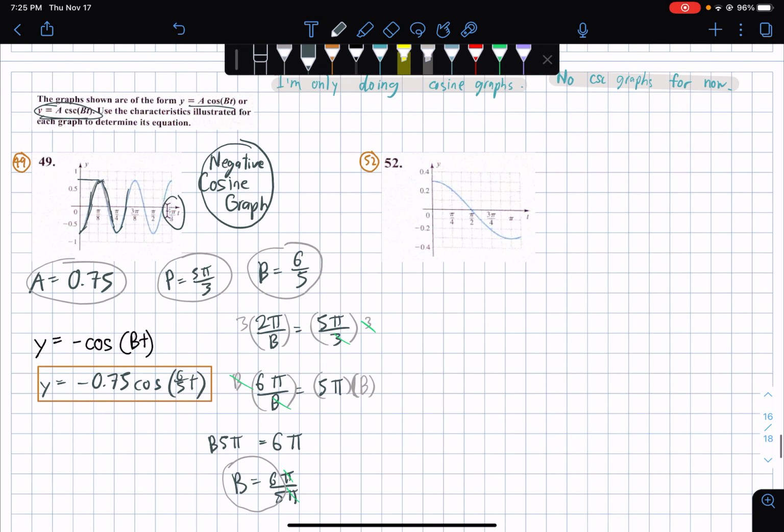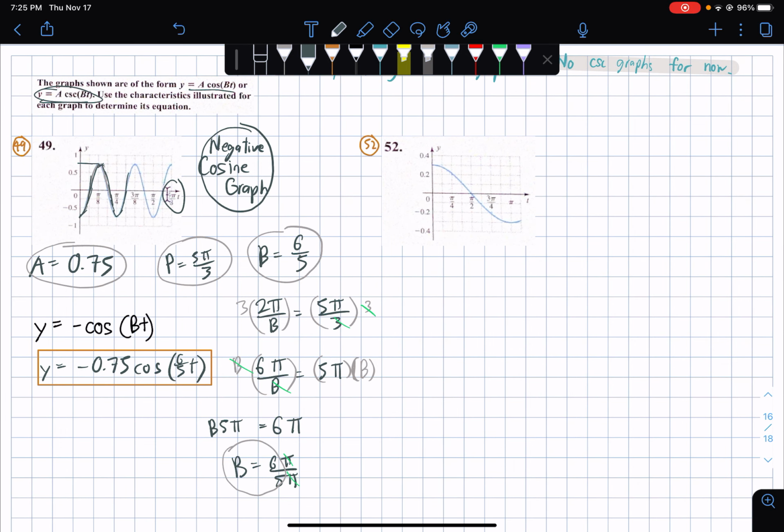Okay, let's try number 52. This time, the line comes from above, descending from its initial position at the amplitude. So this is a positive cosine graph. A, or the amplitude, is equal to 0.3. As you can see, what's between 0.4 and 0.2 is 0.3. The period is actually this one. What's here?